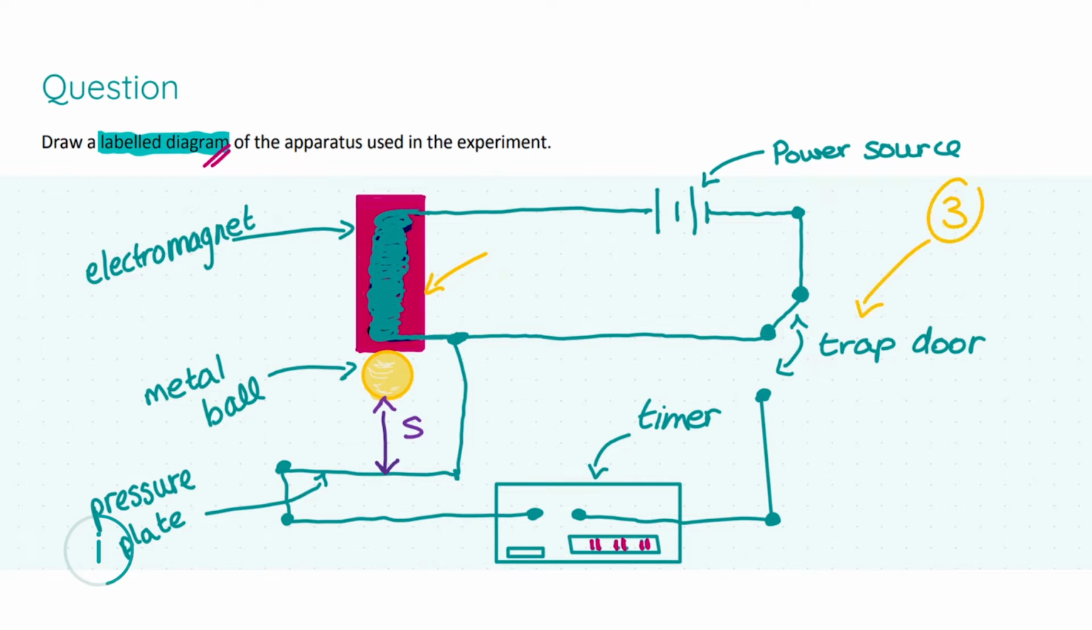Now this trap door, when closed so that the circuit is complete, sets off the timer here, which labelling and including it in your diagram will get you another 3 marks. When this happens, the ball will start to fall, and after a brief period of time, it travels the distance s and hits the pressure plate. Indicating the pressure plate on your diagram will also get you another 3 marks. When the ball hits the pressure plate, the timer stops, and that's basically the run of this experiment.